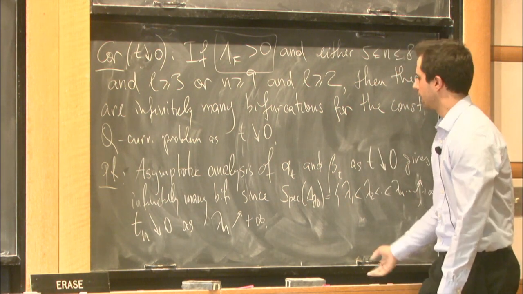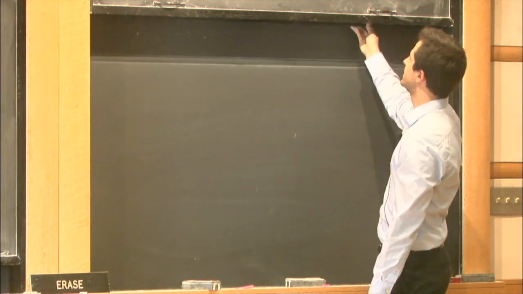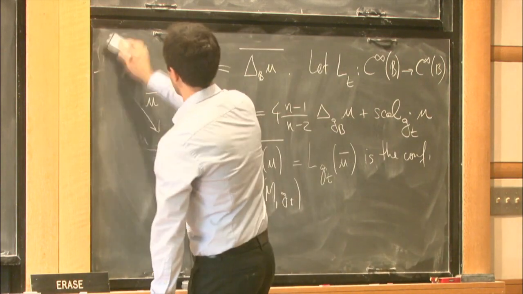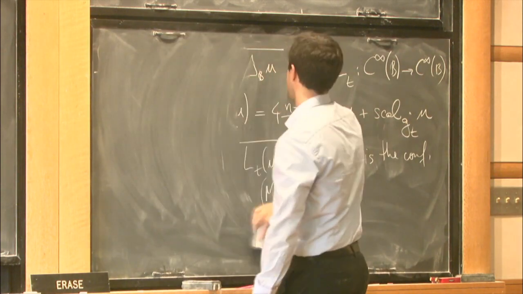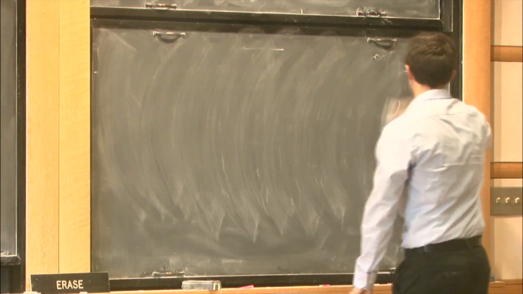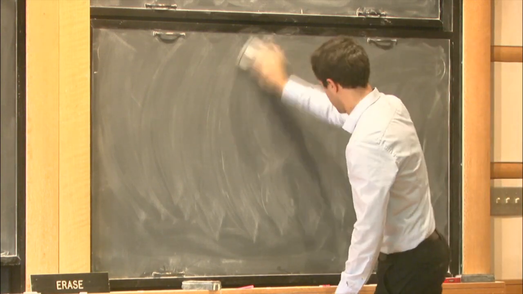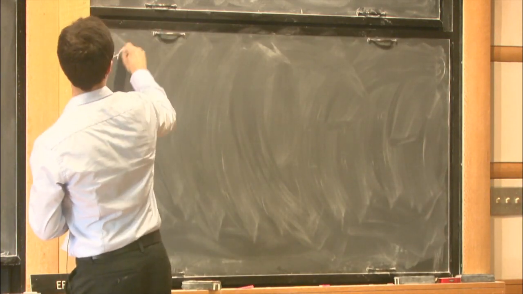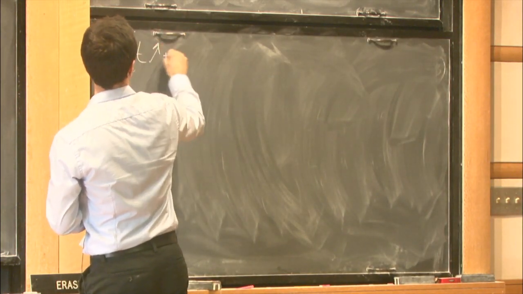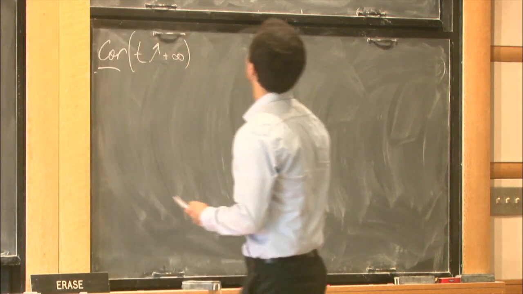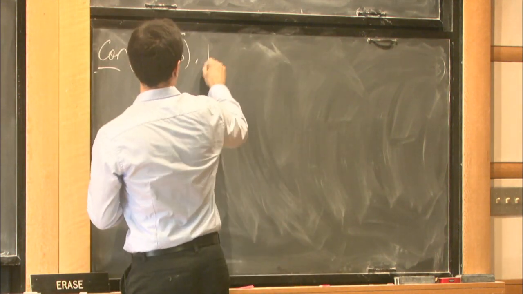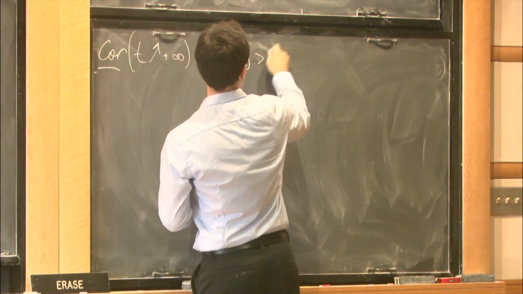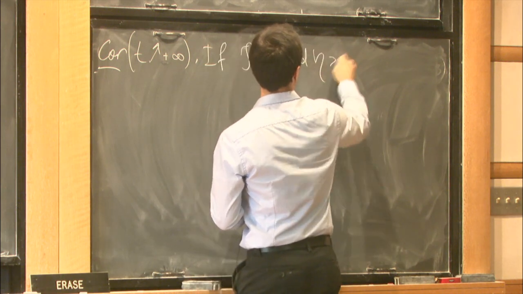Okay. Then you could try to play a similar game as you rescale the fibers by large numbers instead of small numbers. And that's a little trickier, but still gives you some results. So the corollary as t goes to infinity is the following. So here we need that both of these eigenvalues, zeta and eta, are positive numbers.